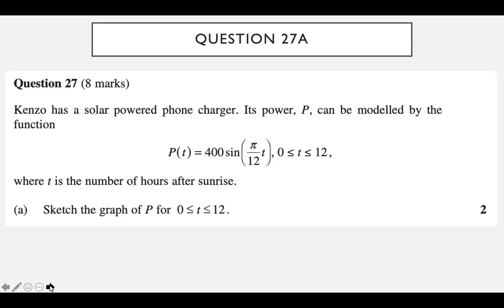But in part A, the students were asked to sketch the graph of 400 sine pi over 12t between 0 and 12 in order to earn 2 marks.